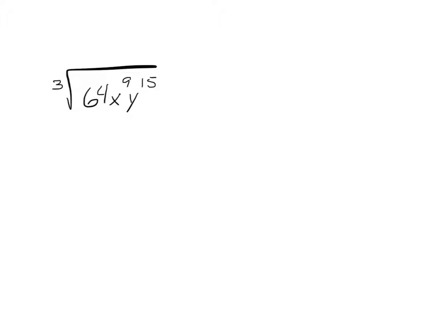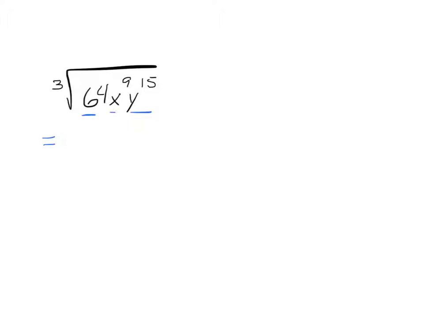Alright, what we know so far is that we can take the root or the radical of each factor individually. So now when I look at this, the 64 x to the 9th and the y to the 15th, I can take the cube root of each of those factors separately. I won't write that out though. I'm just going to show you how I would do that at this point.